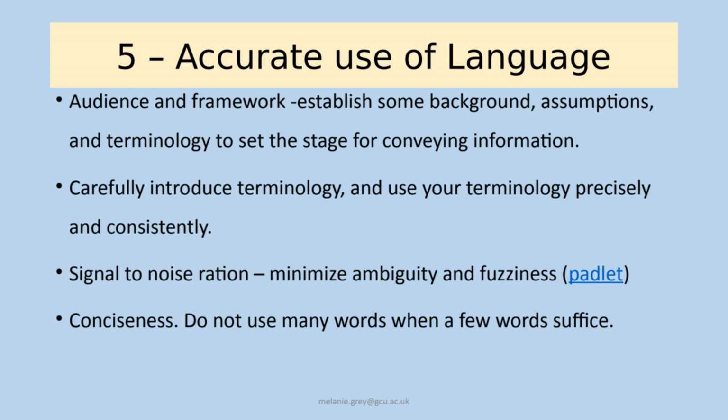And then I've got here, signal to noise ratio. Minimize ambiguity and fuzziness. So have a look at the Padlet and I'll tell you which one to look at. The EAP for Masters Writing Conventions Padlet. Okay, it's the green one. Go along to the right and look at ambiguous writing. And it's a cartoon there.